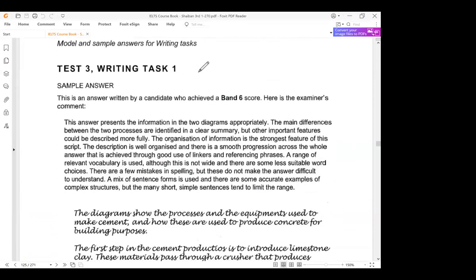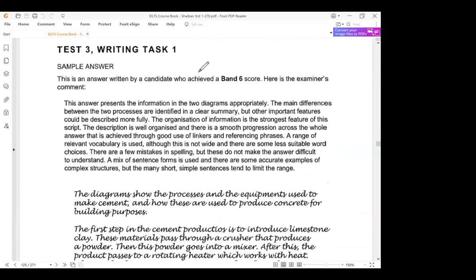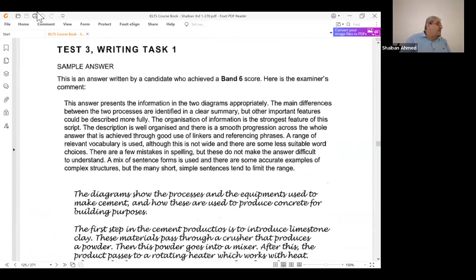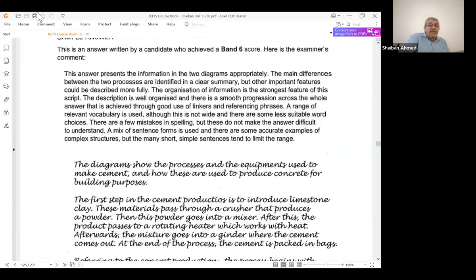But okay, now this one here, our model answer is band 6. So we are going to look at it first. We see why it is band 6 and how to develop it to band 7 and more. First, this is a 6. But here, if you want to reach, we say this answer presents the information, the 2 diagrams, appropriately.